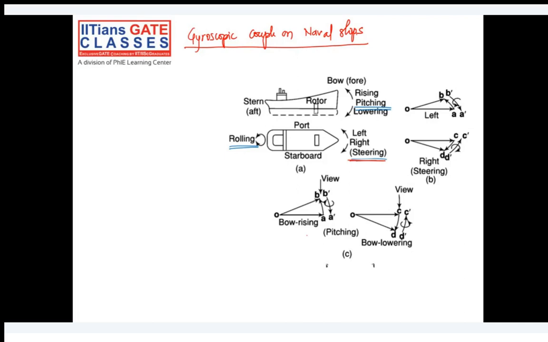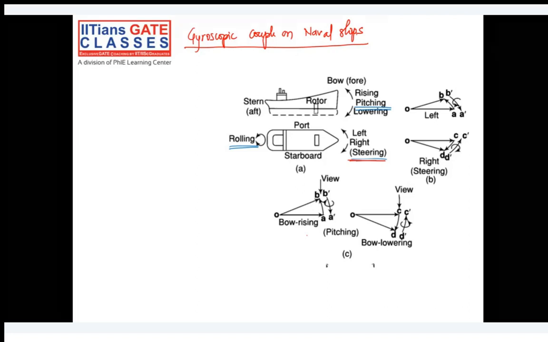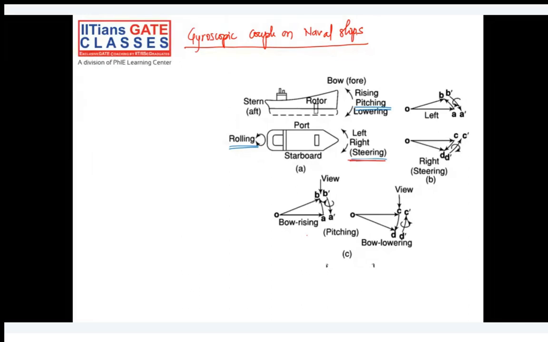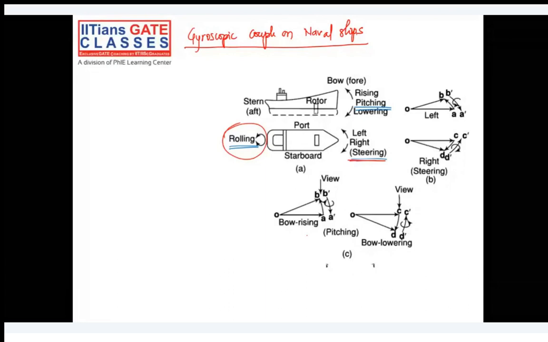But in case of, let's say, rolling motion, are we changing the axis of the rotation? No, because here the axis of rolling of the ship and the rotor axis are in the same direction. So in that case, you cannot expect that the gyroscopic effect will come into the picture.